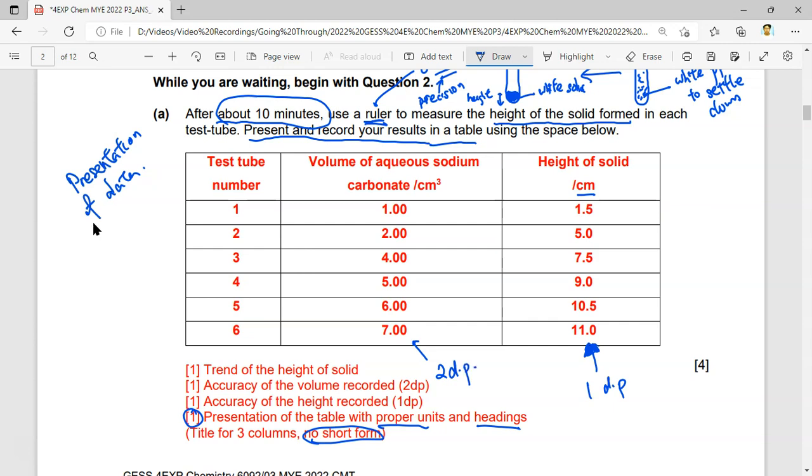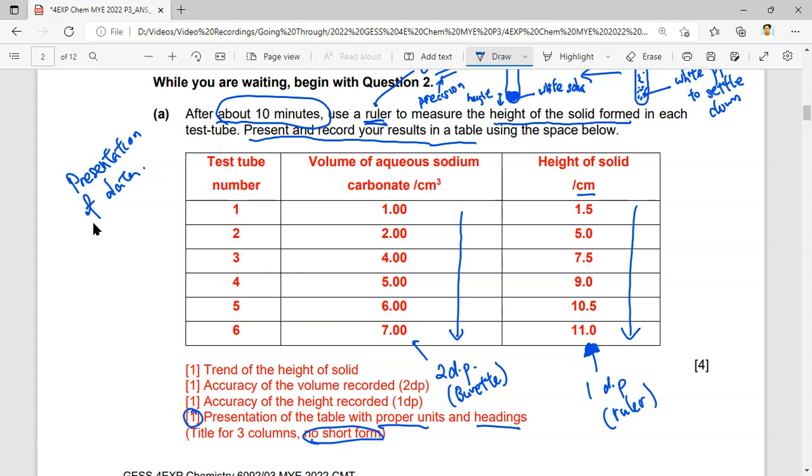Why? Because for this one we are using a burette to measure, and for this one we are using the ruler to measure. So how many decimal places you measure to really depends on the instrument that you're using. And the last one, the trend of the height of the solid. As you're measuring the height of the solid, you should see that when the volume of sodium carbonate gets more and more, the height of the solid should get more and more.